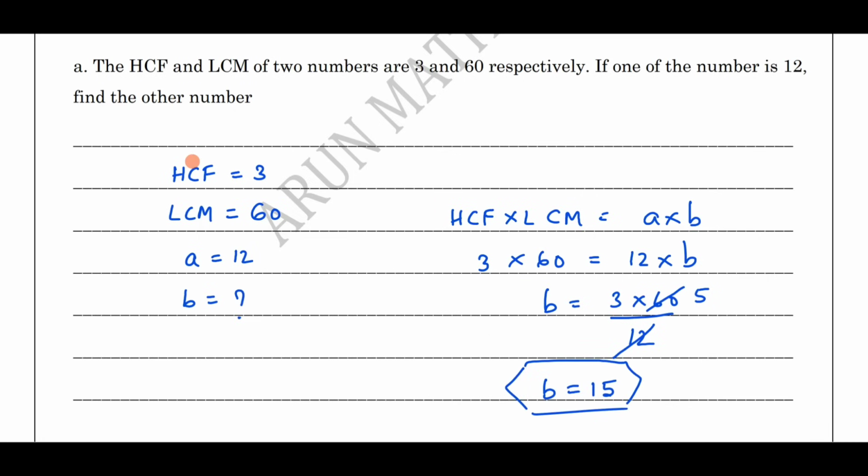I have selected only one question, but solve a few questions from the textbook: finding the HCF and LCM, and based on these relations finding the other numbers. They can also ask the definition of composite number, prime number, the relationship between HCF and LCM, and also the fundamental theorem of arithmetic.